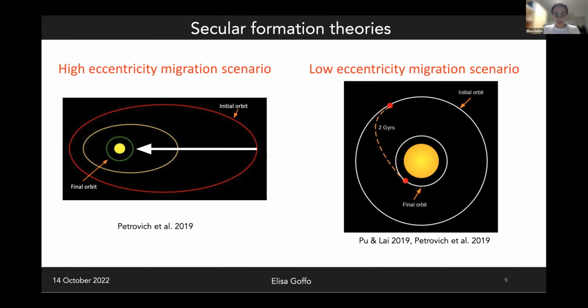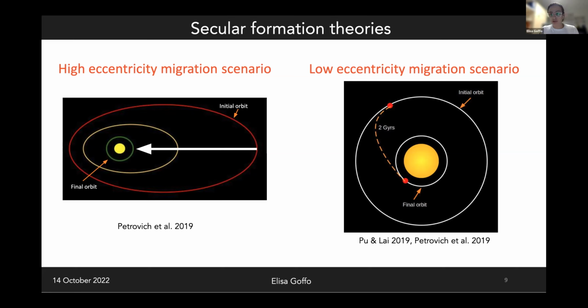and the presence of other companions in the system. And for secular interaction, the inner planet reaches very high eccentricity and will approach its host star close enough that it will be tidally captured, and we reach a final, very short and circular orbit.